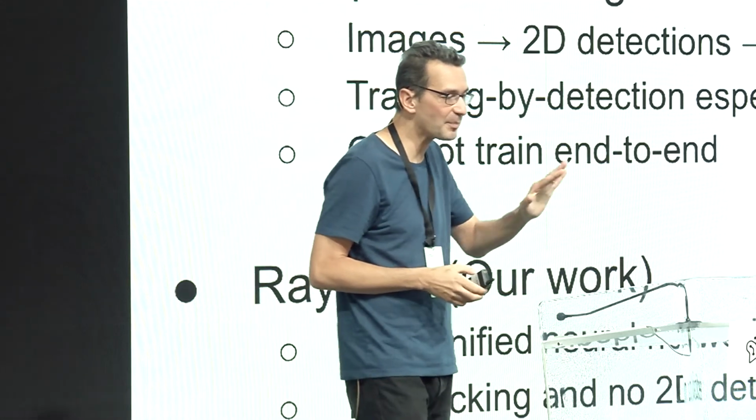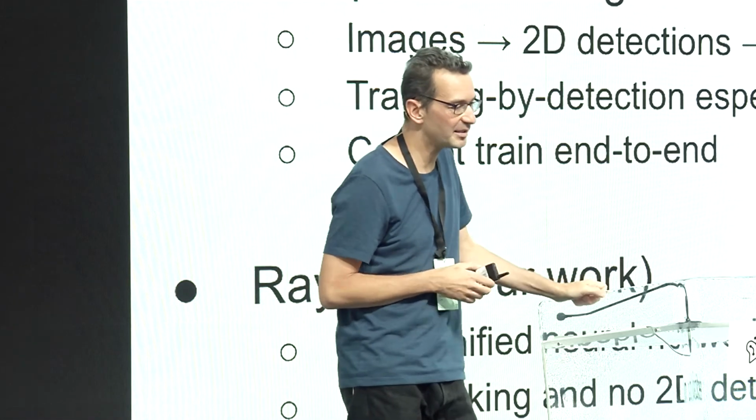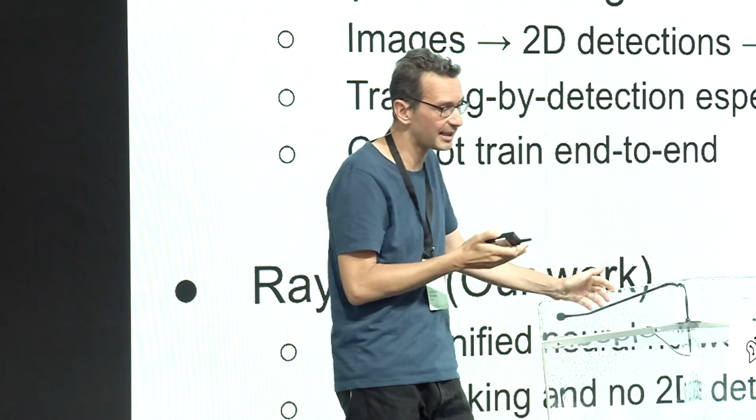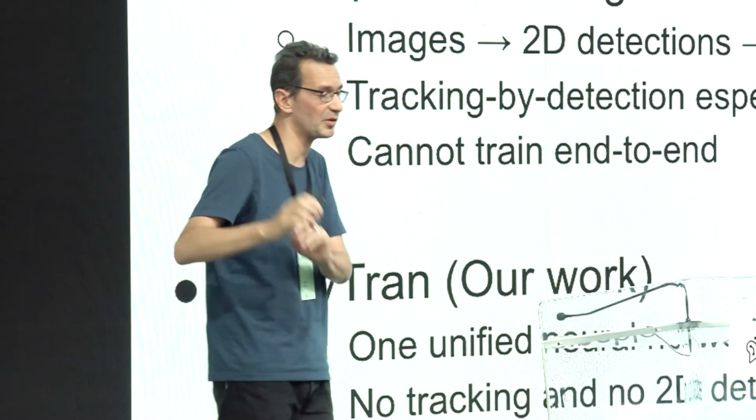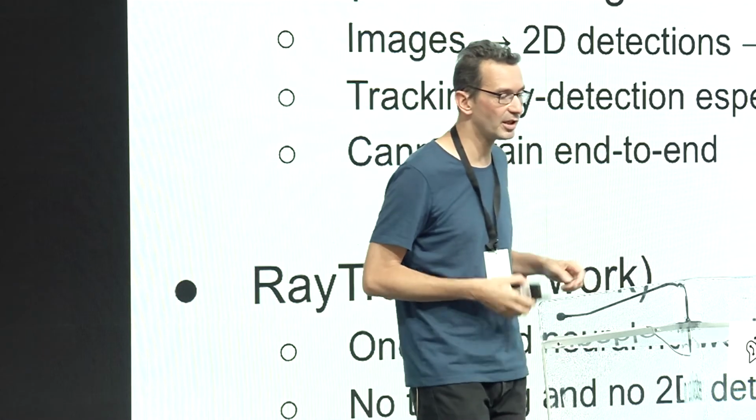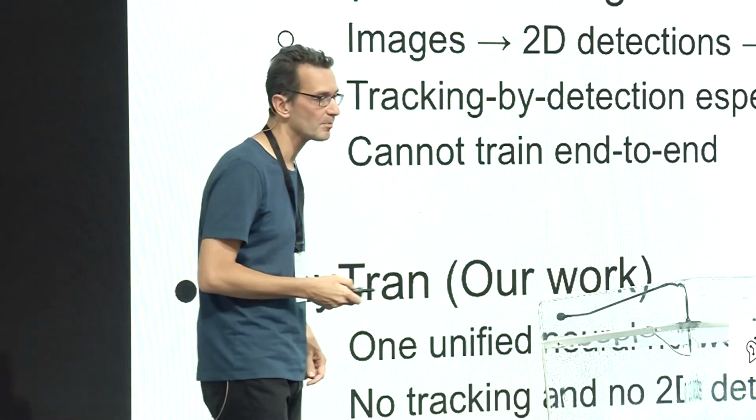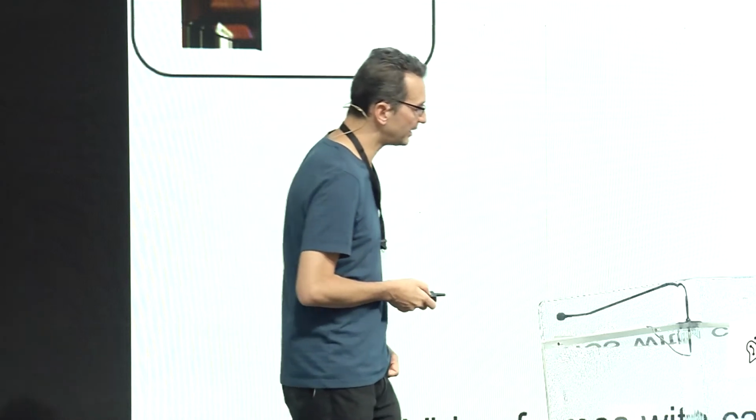So now we try to wipe it all clean, build a single unified neural network which will do no tracking and no 2D detection. It will do some detection in 3D, that's important, but no tracking, no 2D detection, and you can do end-to-end training with it. So I'll try to give the gist of this model.